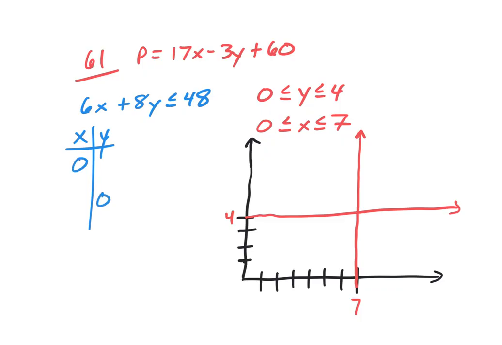All we have to do is plug in 0 for x, cover it up. 48 divided by 8 is 6. We can get to an ordered pair pretty quickly. And then I plug in 0 for y, cover up the 8y. 48 divided by 6 would be 8. So we're at 0, 6. And we're at 8, 0. We're going to connect those together.